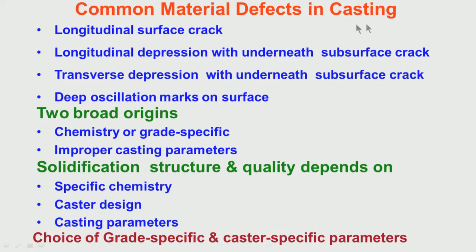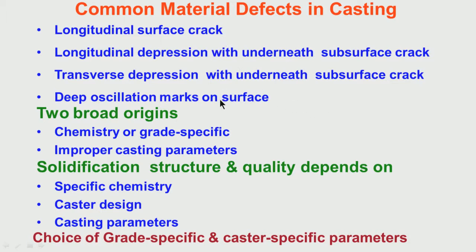Then what are the common material defects in casting? This is again very important, because when you are trying to correlate with different parameters, I have mentioned the longitudinal surface crack. There may be a longitudinal depression with underneath surface crack. Sometimes we find only a crack, sometimes we find a depression, and underneath the depression there will be subsurface cracks. Then there may be a transverse depression with surface crack. There may be deep oscillation marks on the surface, as I have told you, and below the deep oscillation marks there may be powder entrapment, there may be cracks.